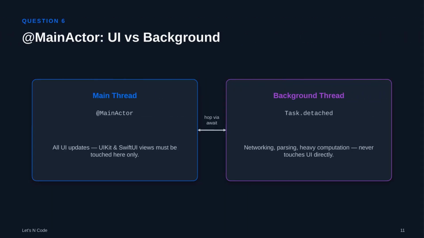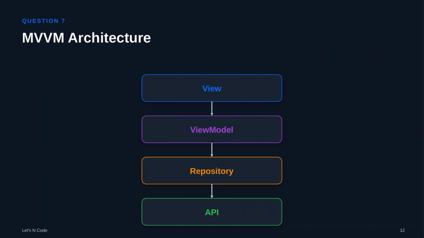Question 6. MainActor. Anything that touches the UI, UIKit views, SwiftUI state, has to happen on the main thread, and MainActor pins your code there. Everything expensive, networking, parsing, heavy computation, belongs on a background context instead. Swift Concurrency lets you hop between the two safely with await, instead of manually dispatching back to the main queue like we used to.